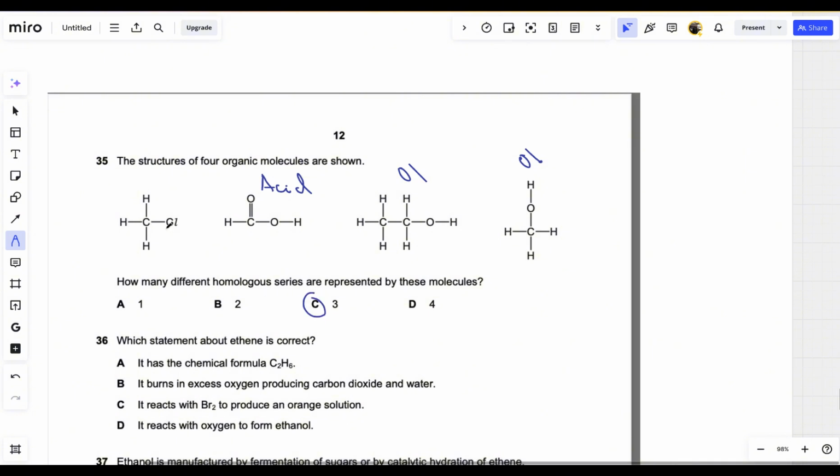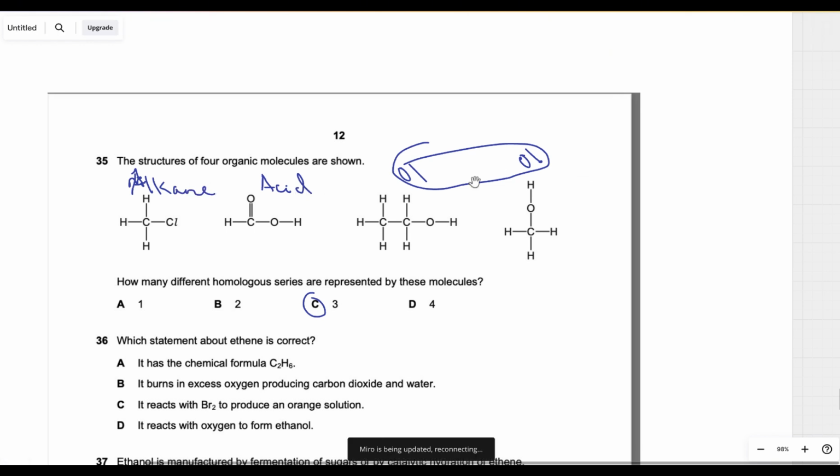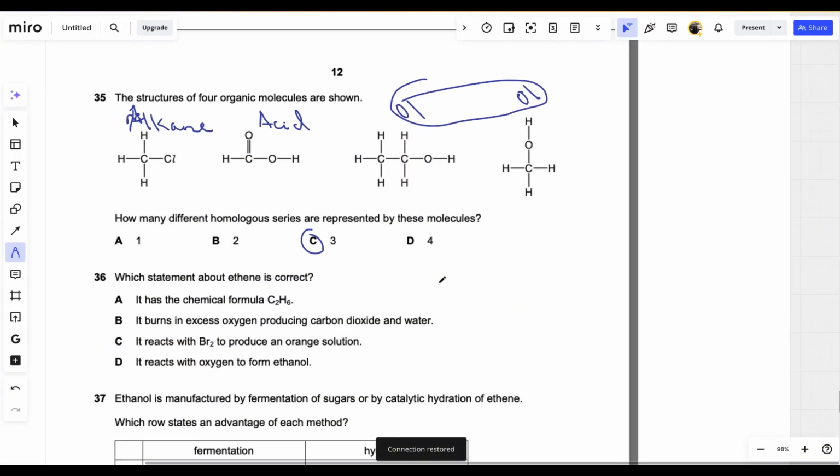Because this is a methane derivative, it is a different homologous series. So we have 3. These are considered one homologous series because they are both alcohol. Whether methanol or ethanol, it is the same homologous series. You can say the alkane family, the alkane homologous series. You have the carboxylic acid. So let's go to the next question.